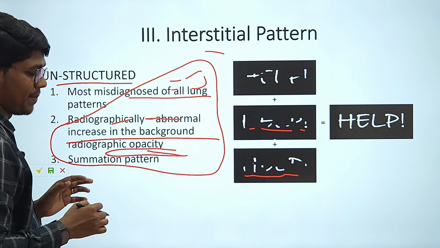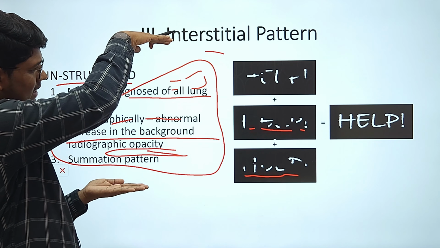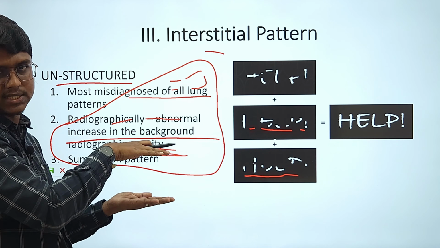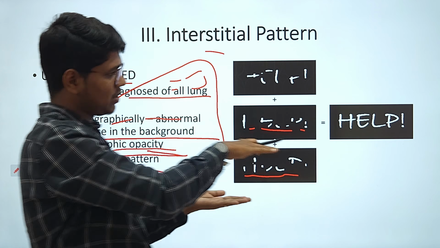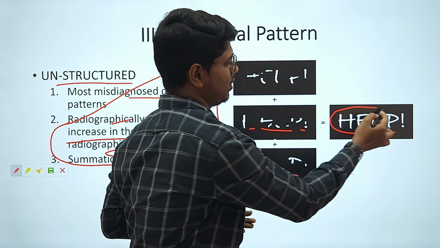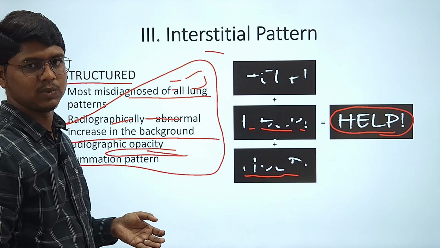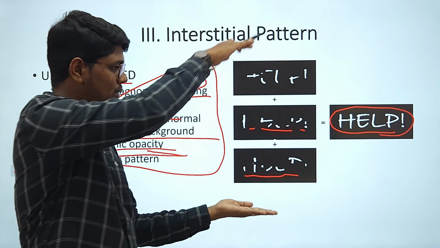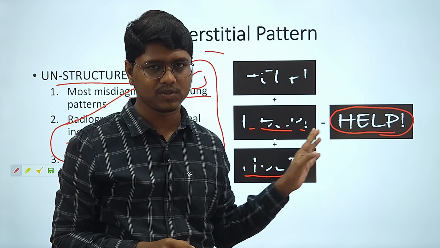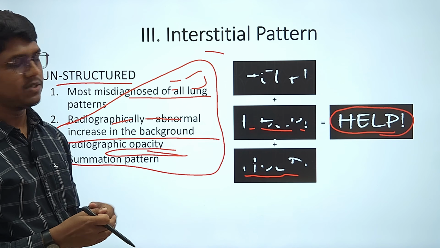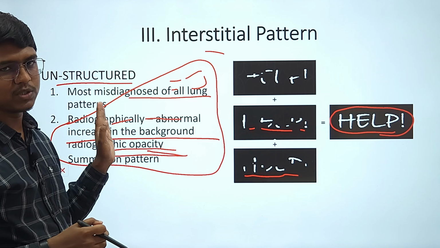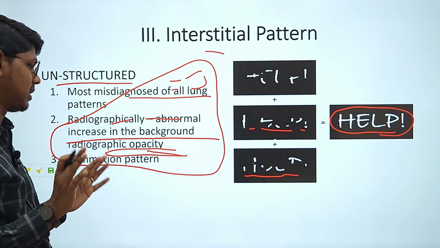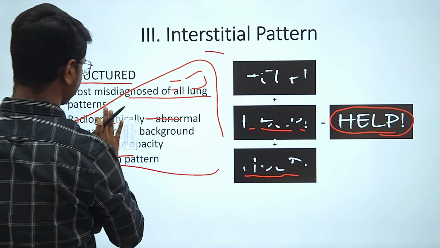the interstitium has been affected. What happens when you take an X-ray, all these structures will get summed up in the X-ray. When they are summed up, they will be interpreted as something different. This help is not present here actually, it is in different levels. When they get summed up, they produce something different. So this is the most misdiagnosed pattern. But if you take care, then you can definitely diagnose this one.